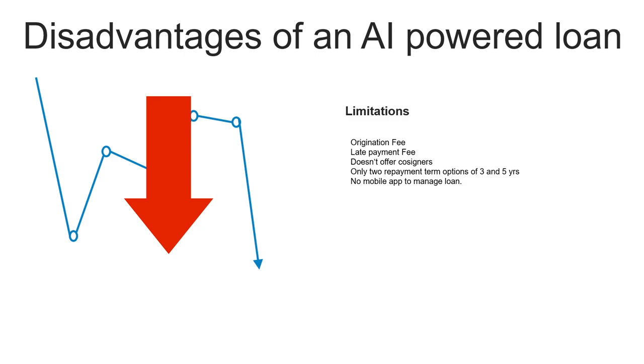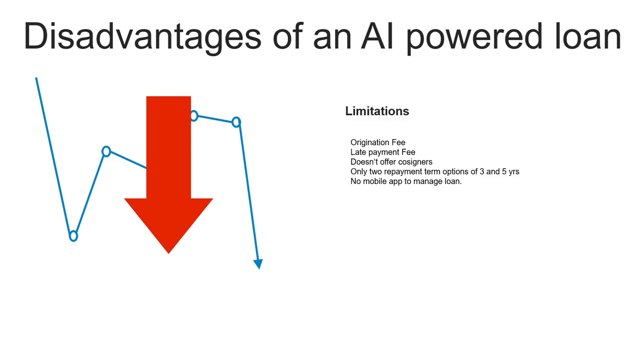And then, no mobile app to manage the loan. In this digital world, a bunch of lenders have mobile apps where borrowers can make loan payments, view their payment history, and see their latest credit score. Upstart doesn't have a mobile app to manage the loan or to apply for it. That's surprising.